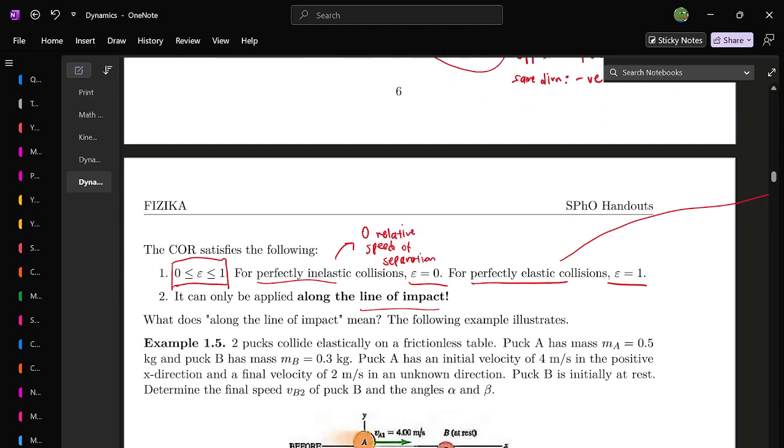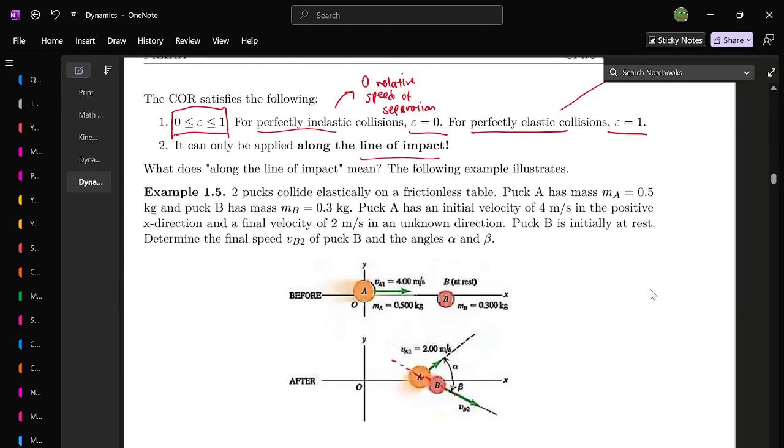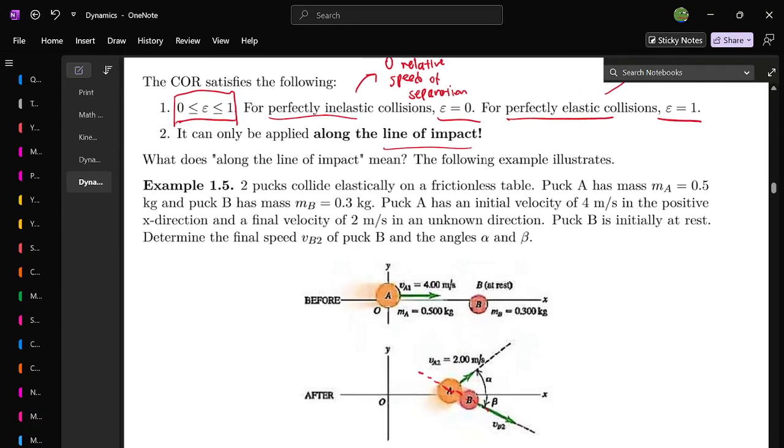Okay, so now let's look at what the line of impact is. Let's consider this example. We have two parts here on a frictionless table, and the collision is not exactly head on. You can see here that A is colliding with B, and the centers are not exactly aligned. So what happens is that you have what we call an oblique collision, and they move off in different directions. We want to find the final speed of part B and the unknown angles alpha and beta.